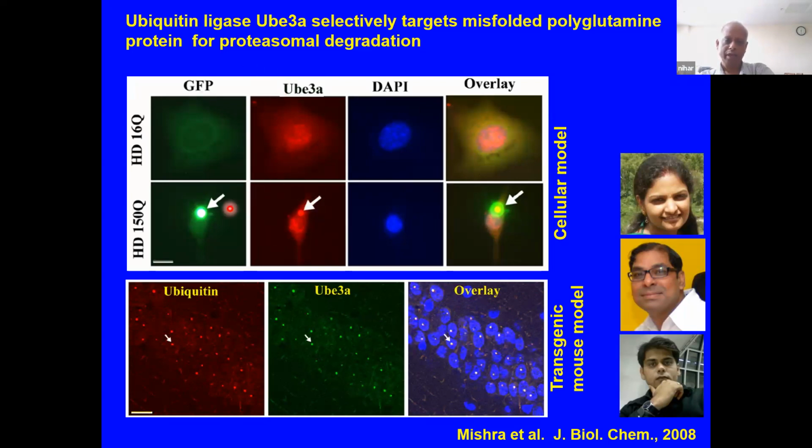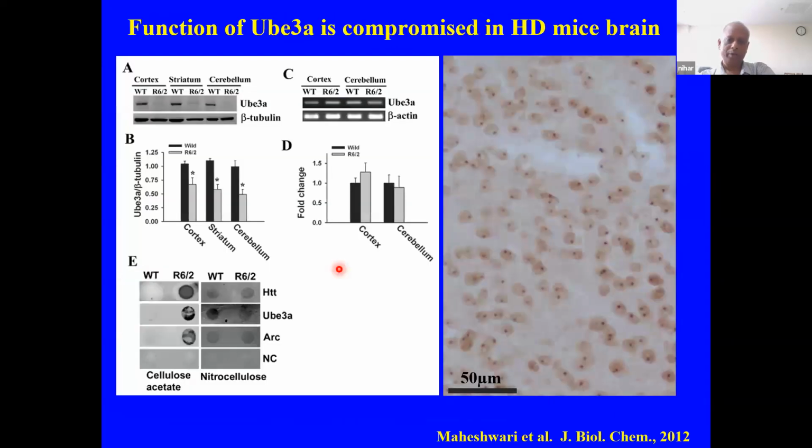That model that I've shown you, even in the transgenic mice, you can see almost each and every aggregate is targeted by Ube3a. And later, we extensively worked on it and dissected out the pathways. We have shown that this ligase specifically ubiquitinates and degrades this expanded polyglutamine protein or mutant Huntington. We could also show that in the Huntington's disease transgenic mice, there could be a huge problem with Ube3a, and Ube3a function could be severely compromised.